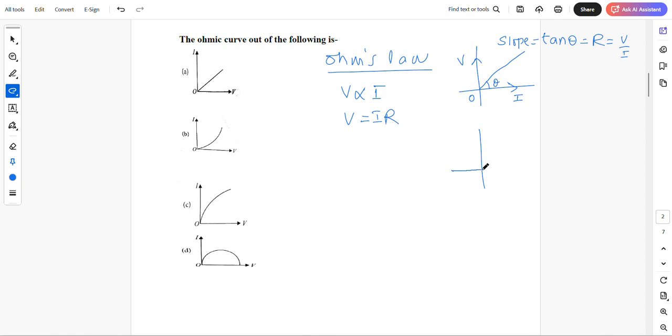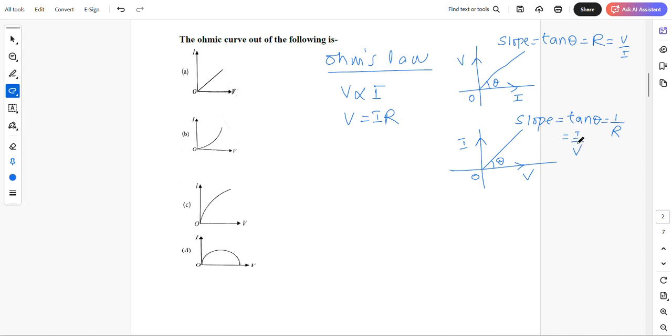If I take I here and V here, again the slope will be passing through 0. Let us take this as theta. This time slope is equal to tan theta, which will be equal to 1 by R. Why? Because tan theta is equal to I by V now.